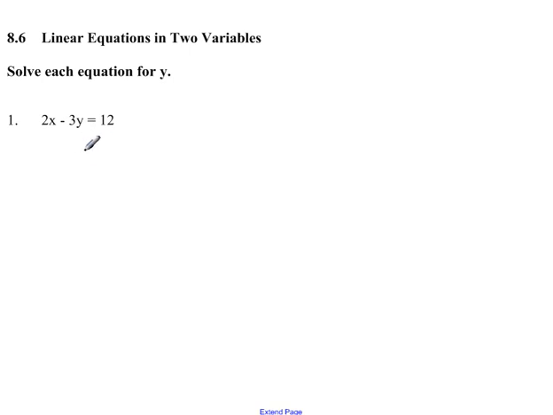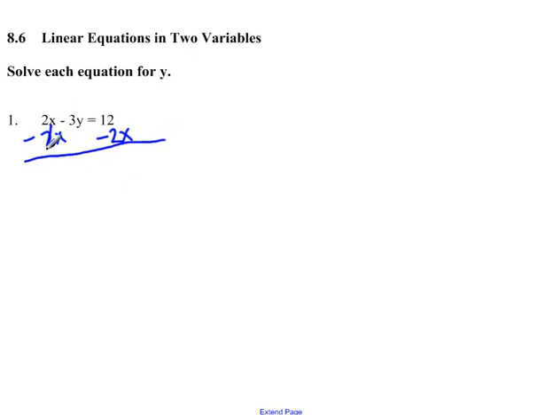So the steps are always the same. You want to get rid of the x term either by adding or subtracting it to both sides of the equal sign, and then you need to divide by the number in front of the y. So the first thing we'll have to do is get rid of this positive 2x. To do that, we're going to subtract 2x from both sides of the equal sign.